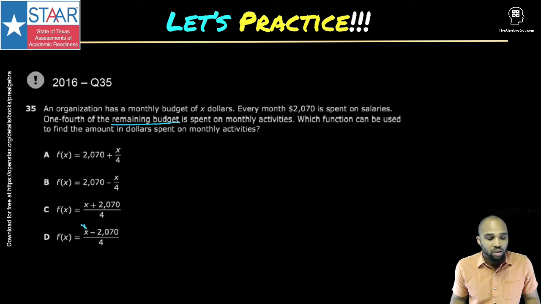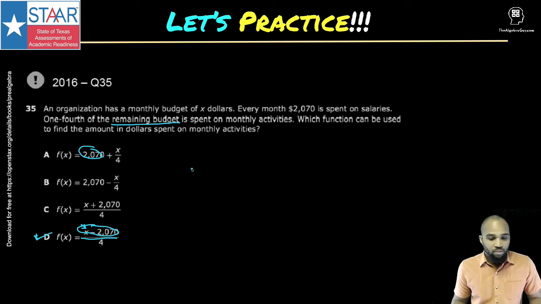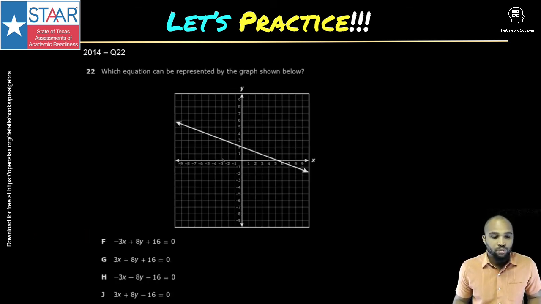They took their budget, subtracted about 2,070, and then whatever was left, this answer right here, they divided it by 4, which is the same thing as multiplying by 1/4. So this is the one that makes more sense. This one says we're going to take 2,070 and take our budget divided by 4 and add it to 2,070. That's not what they were doing. So this D is the best choice. That's all I'll say about that one.